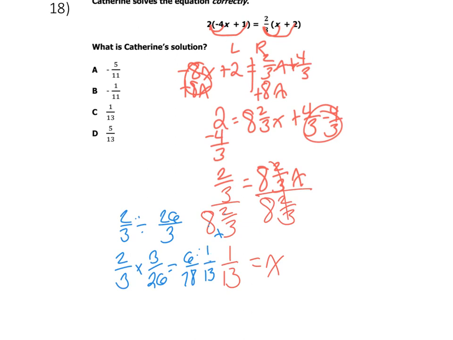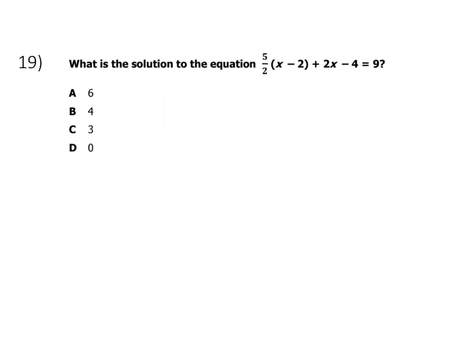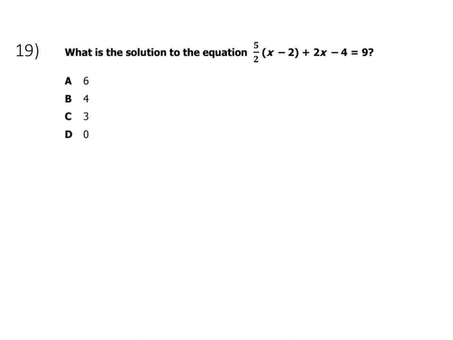Either way is correct. What is the solution to the equation 5/2 times (x minus 2) plus 2x minus 4 equals 9? The first thing I'm going to do is distribute my 5/2 into my parentheses. So 5/2 times x gives me 5/2x. 5/2 times negative 2 gives me negative 5, plus 2x minus 4 equals 9.